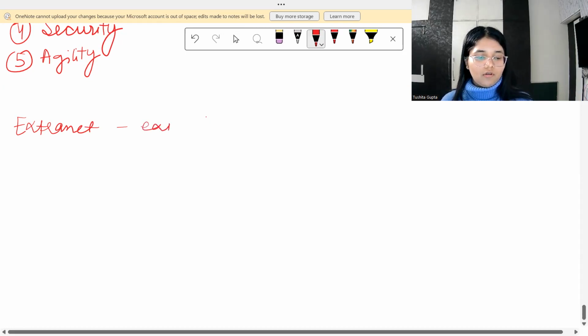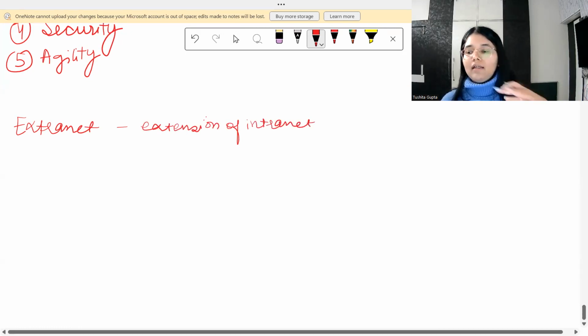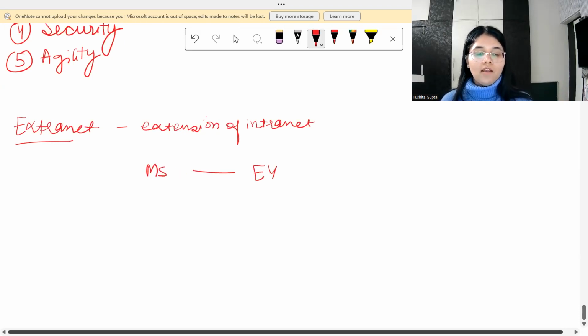Extension of intranet. So basically, it will create a network and it will allow you to collaborate with other organizations also. So probably if I am Microsoft and I need the help of a consultant, maybe my consultant is EYGDS. So I will create an extranet where the people of Microsoft and EY will get in touch with each other together.